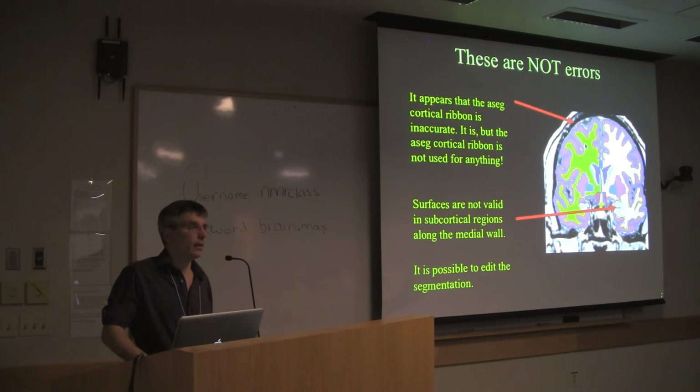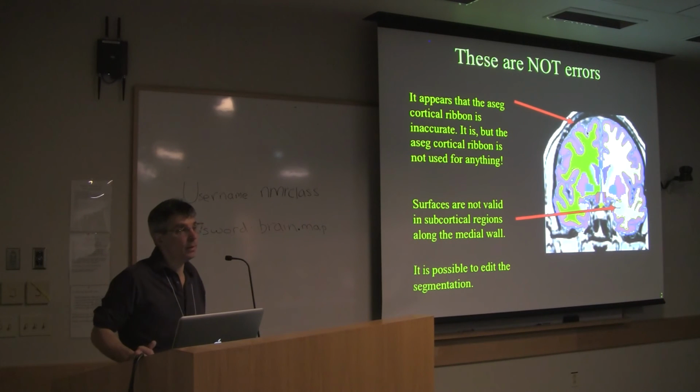The most important thing is, do the surfaces follow the intensity gradients? So you look at the white surface. Is the white surface following the gray-white boundary properly? Is the pial surface following the outside boundary of the brain properly? Those are really the only criteria, and not whether the subcortical or the volume-based segmentation agrees with the surface-based segmentation, because we know that it won't in some cases.